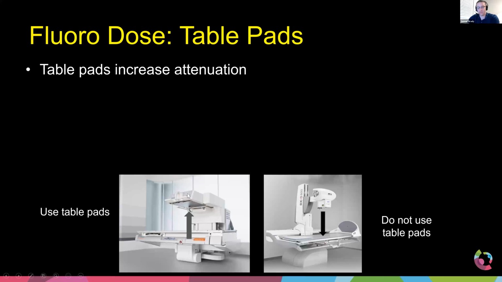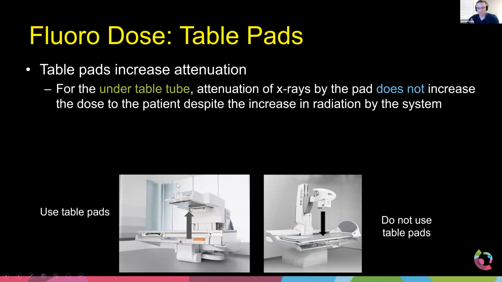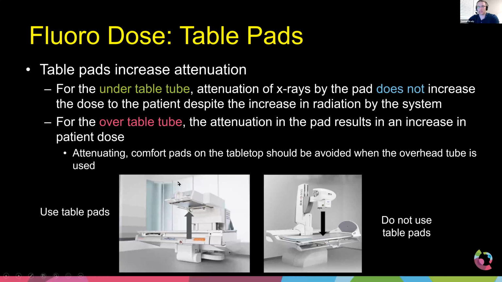Okay, on this situation, this geometry, if you have a pad and a patient, the system still says, oh, hey, I need more radiation to get through, but the pad is between the patient and the x-ray tube. So the pad actually absorbs it. So in this geometry, if the tube is below the patient, you can use a pad. That's okay. It doesn't affect the patient dose. It actually helps it a little bit.